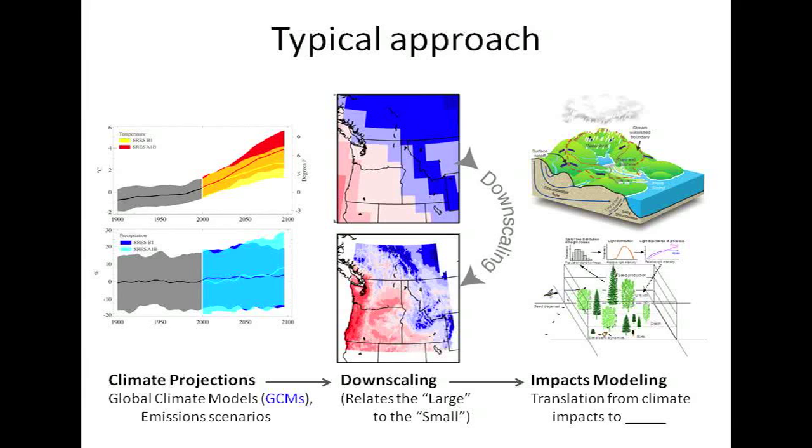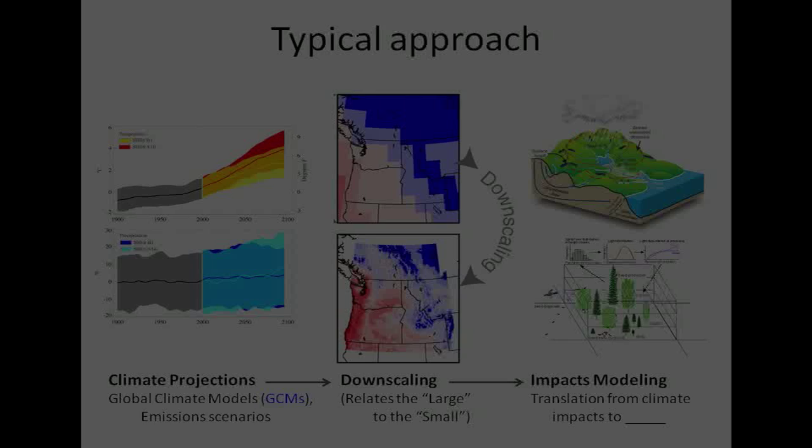Another common step after that is to take that downscaled data and run it through an impacts model. A hydrologic model is one example, vegetation modeling. We heard just now about some species models. Any sort of impacts model, translating from climate changes to impacts of interest. So that's a typical approach.